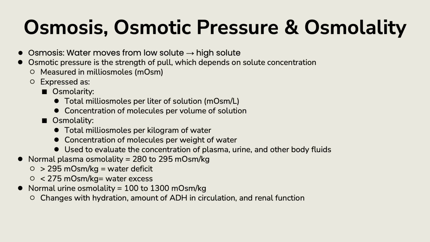Osmolality measures the concentration of dissolved particles in body fluids, and it's an important indicator of hydration status. Normal plasma osmolality ranges from 280 to 295. Higher values suggest water deficit or dehydration. Lower numbers suggest excess water because now your plasma is more dilute. Urine osmolality changes based on hydration status, kidney function, and your antidiuretic hormone levels. That's what urine osmolality is based on.